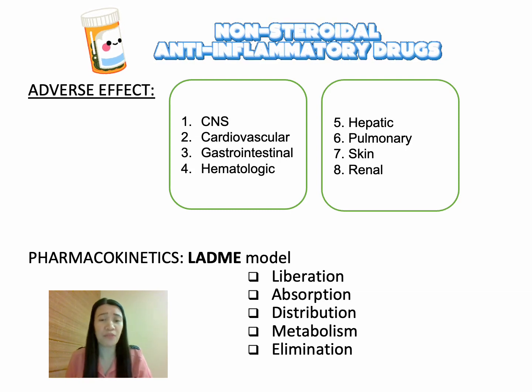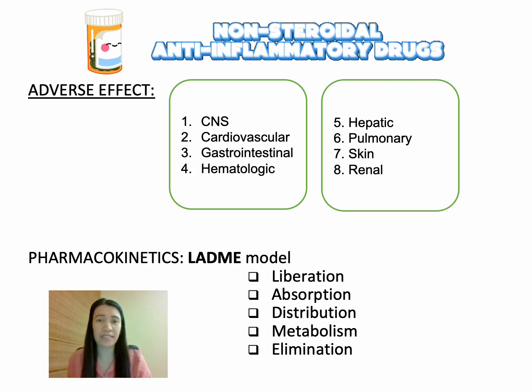Now let's discuss the pharmacokinetics. We have this model, LADME. Liberation occurs when the drug is released from the solid dosage form into the GI tract. The NSAIDs are absorbed primarily in the stomach and small intestine.